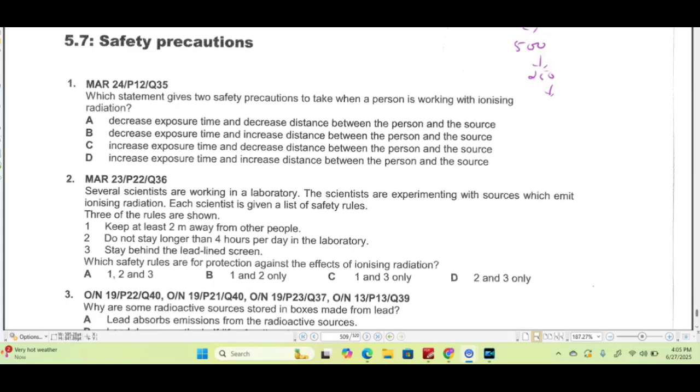Physics 0625. So today we are on the last topic of the bigger topic, that is atomic physics. So this is topic 5.7, safety precautions.